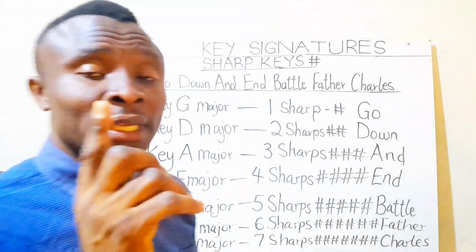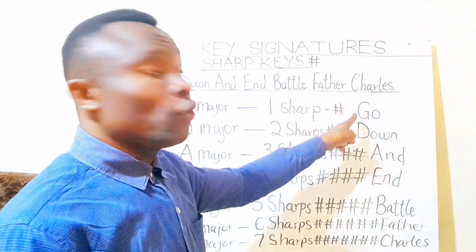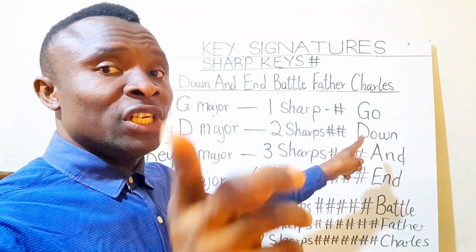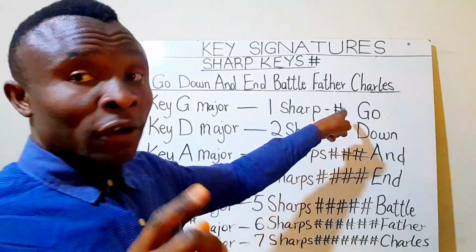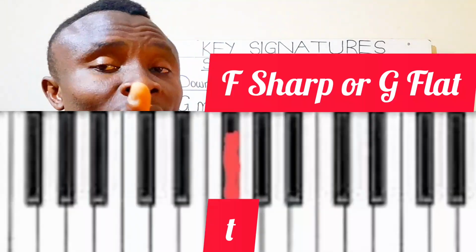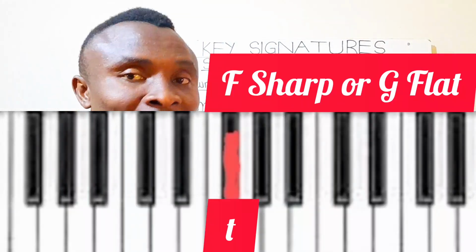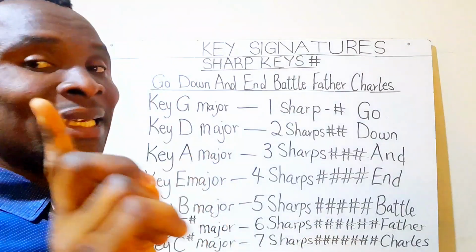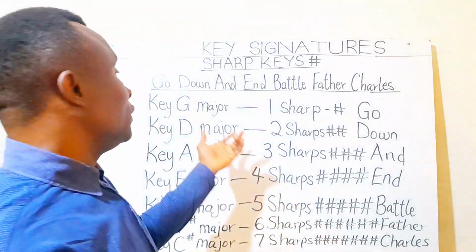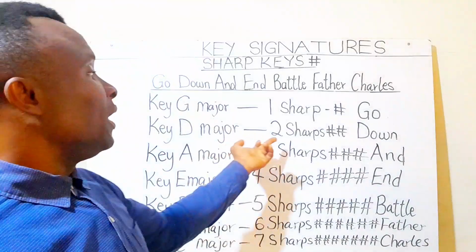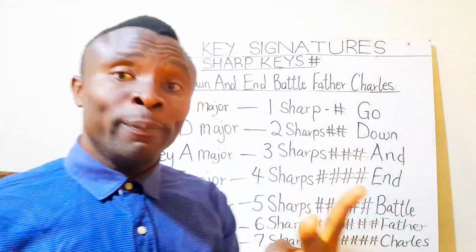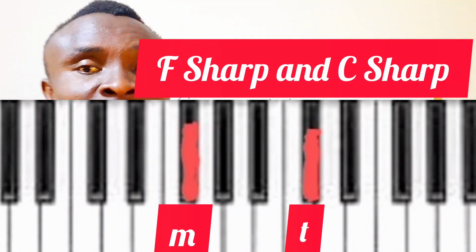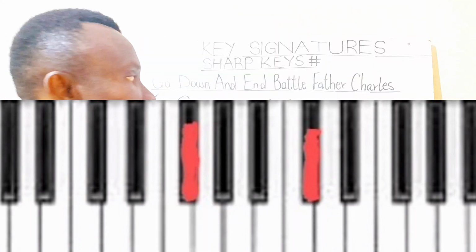For example, if you're running the scale on the key of G, you will only encounter one sharp key or one black key, which could be a sharp or a flat, and that key is the F sharp or G flat. When you're running the scale, it will be your Ti. That is the only black key you'll encounter. Then when you're running the scale on the key of D major, you'll only encounter two sharp keys or two black keys, which could be sharps and flats, and that is the F sharp and C sharp keys.